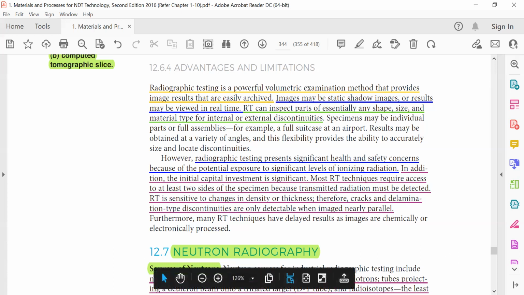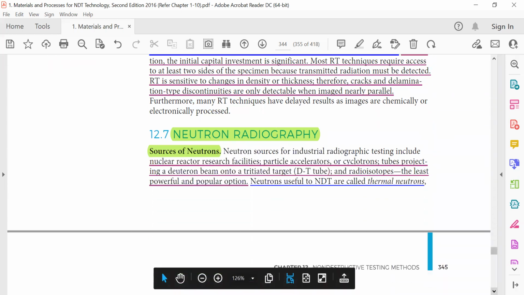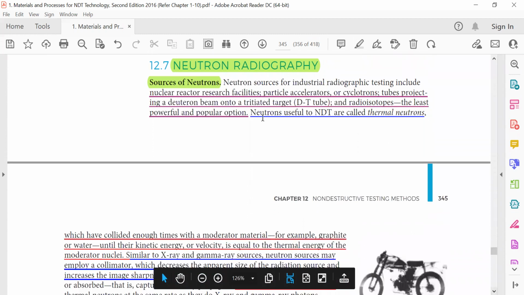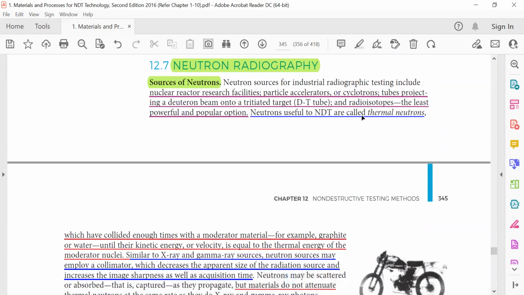Neutron radiography. The sources of neutrons: nuclear reactors, research facilities, particle accelerators, or cyclotron tubes projecting a neutron beam into a related target, DT tubes, and radioisotopes. The nuclear reactor is the most powerful and popular option.